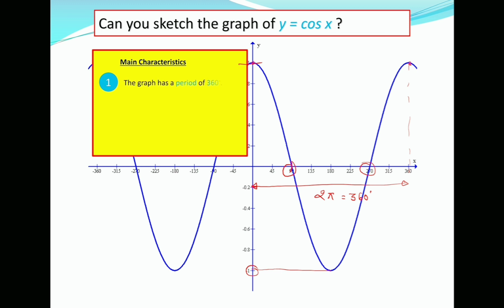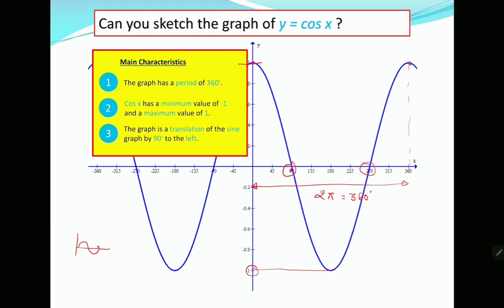So the main characteristics: the graph has a period of 360 degrees, and cos x has a minimum value of -1 and a maximum value of 1. The graph is a translation of the sine graph by 90 degrees to the left. So if this is the sine graph, starting at 0, and I translate it to the left by 90 degrees, so this is -90 degrees, and I start the sine graph from -90 degrees, I will get a cos graph.